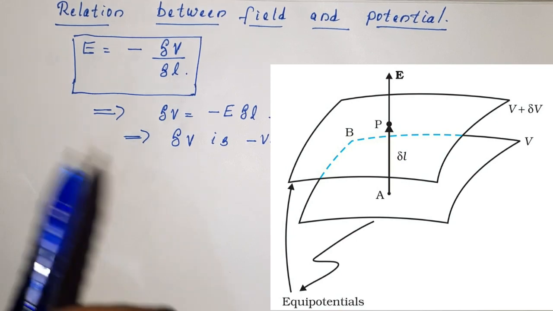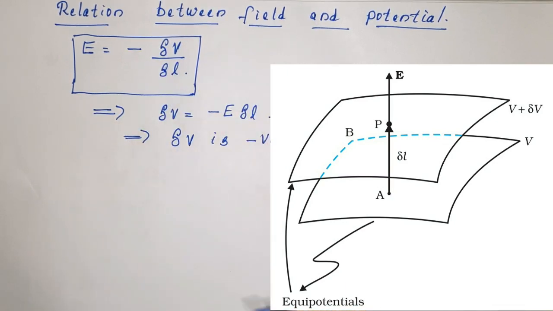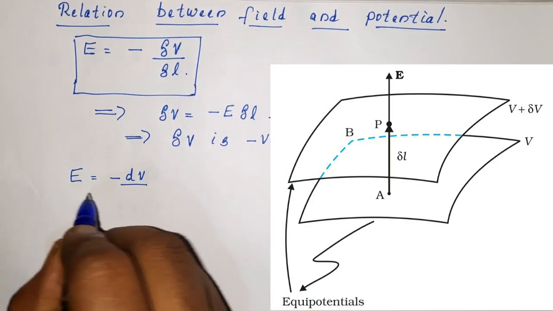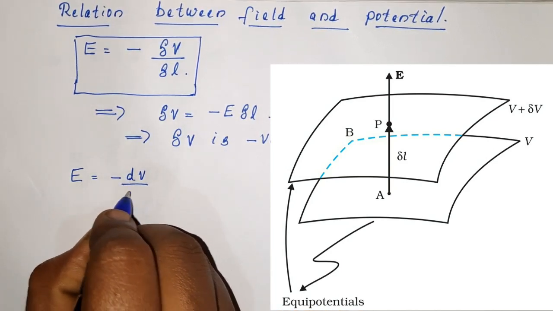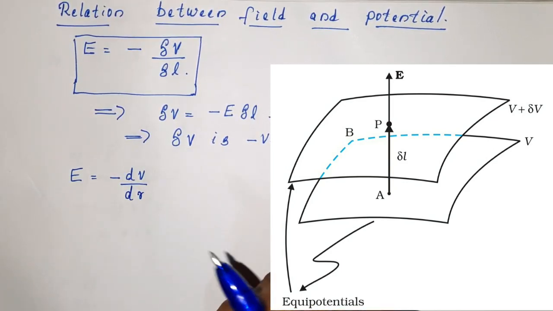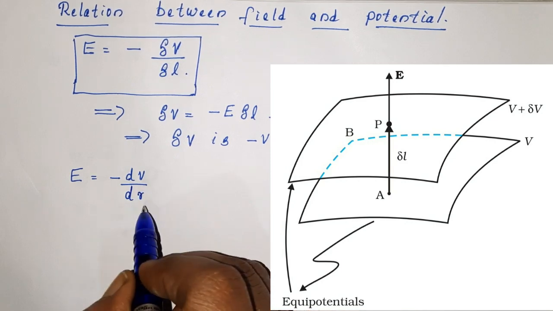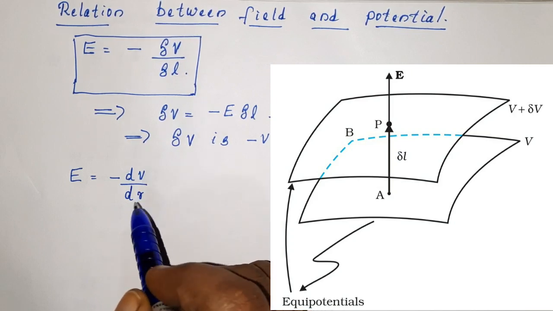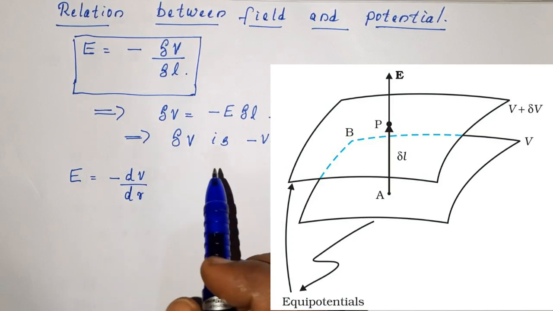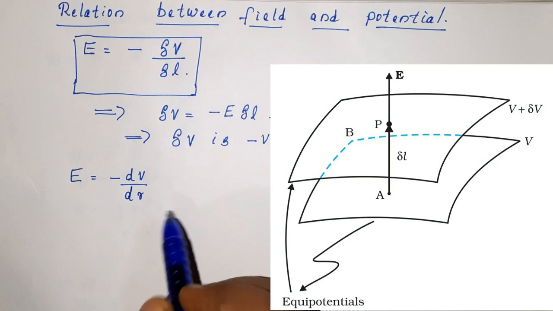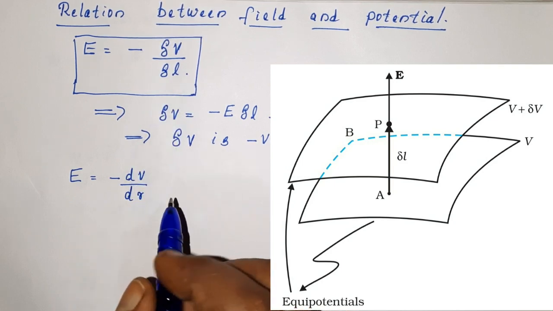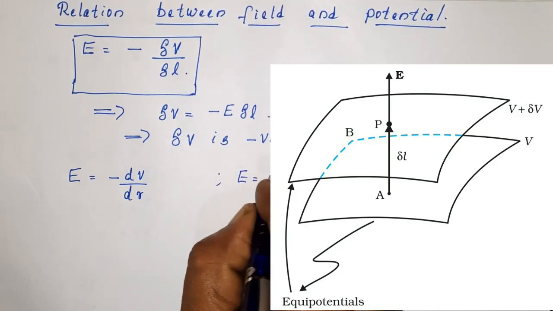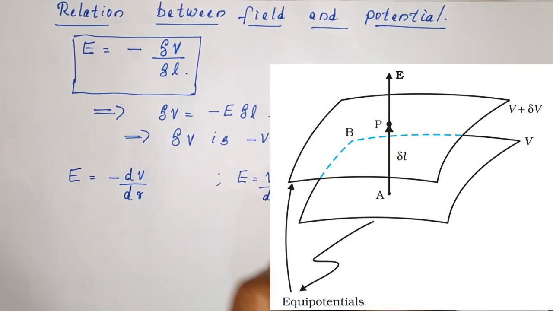One more thing, this equation we will use in different forms. We will see it like this: E is equal to minus dV by dr. This is the usual form in which we use this equation. So L is replaced by R. That's all. In the place of L we took R. So minus dV by dr is another form of the same equation. In some problems we will also write E is equal to V by d.